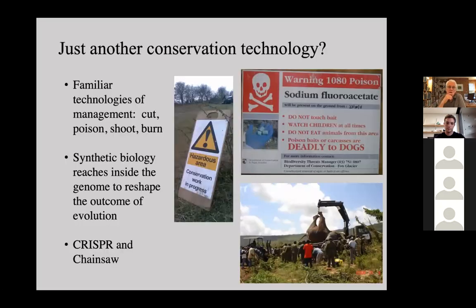So that's where we got to. Is it just another conservation technology? Well, it is a technology. It's not like the familiar ones. Conservationists cut, poison, burn, shoot, all kinds of things to achieve the outcomes they want. But this is new, the ability to engineer inside the genome. And I think it does therefore present for conservationists quite a big rethinking challenge to understand what these techniques can do, and to understand how they should or should not be used.